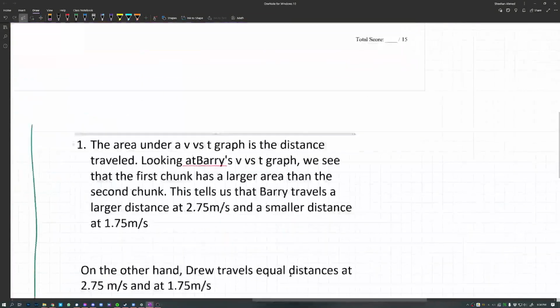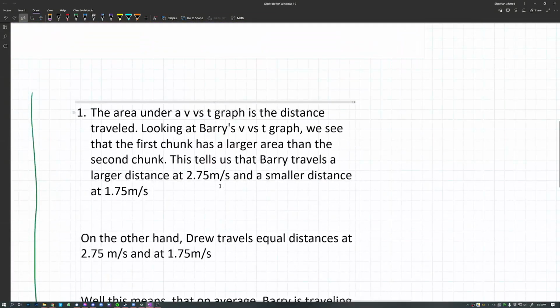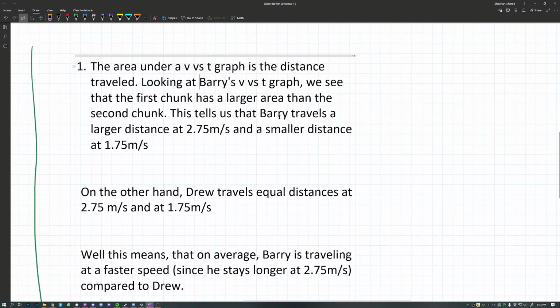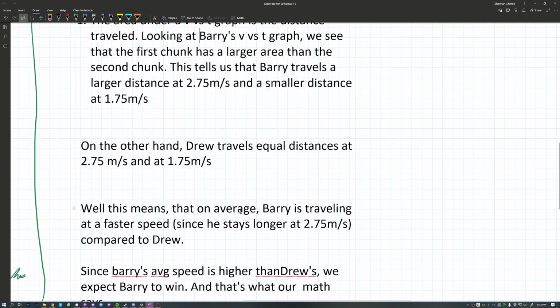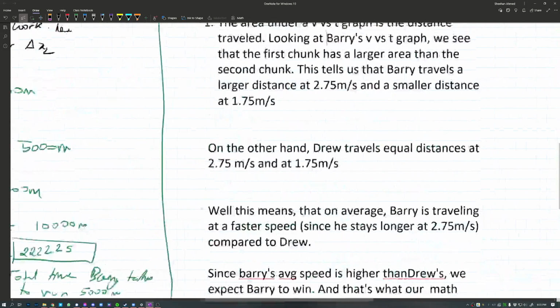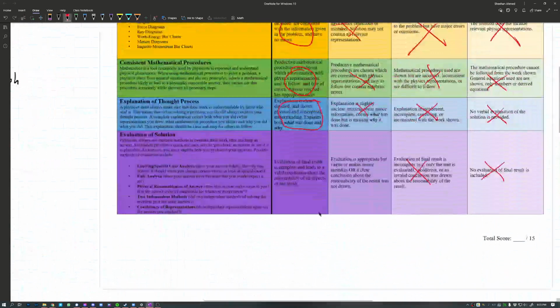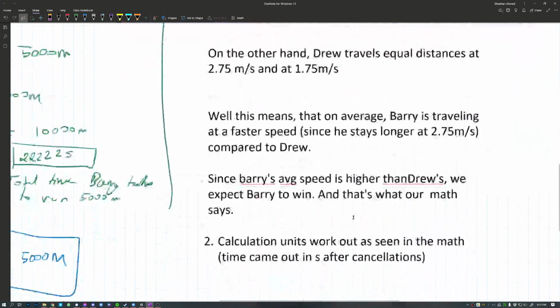Our discussion over here clearly predicted that Barry is traveling at a faster average speed and should win the competition. So I think I'm going to go with valid conclusion about the reasonability. Now, is this the best evaluation? It could definitely be better.